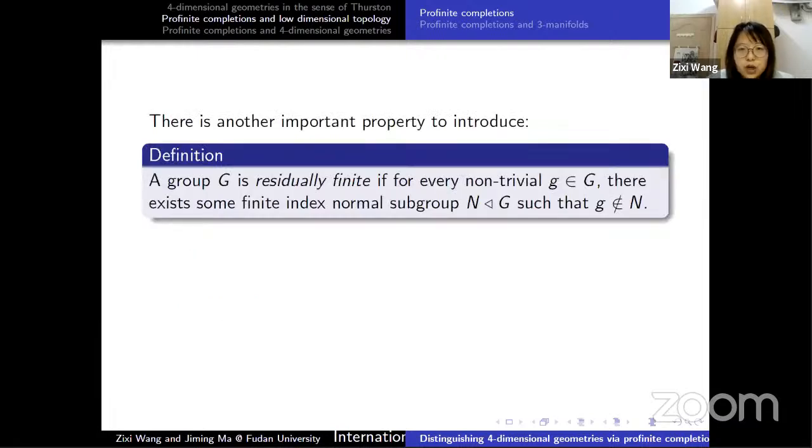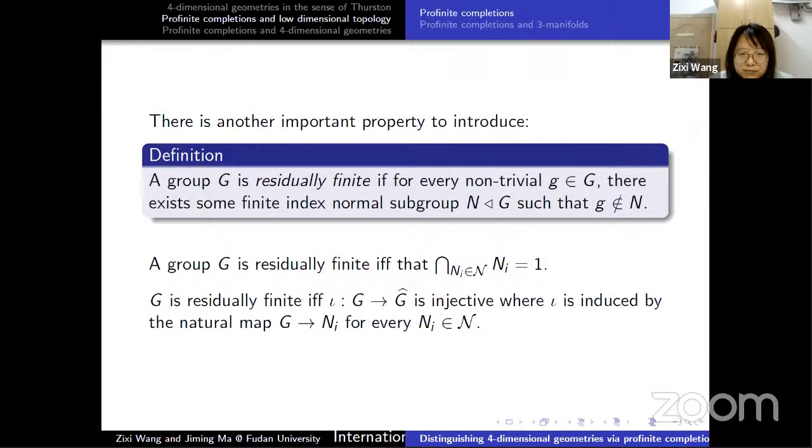There is another important property to introduce. We call a group G residually finite if for every non-trivial element there exists some finite index normal subgroup N such that the non-trivial element is not in this normal subgroup. A group G is residually finite if and only if all the finite index normal subgroups intersect to the identity element. And we use residual finiteness because G is residually finite if and only if the homomorphism iota from G to its profinite completion G hat, induced by all the maps from G to its finite quotients, is injective.